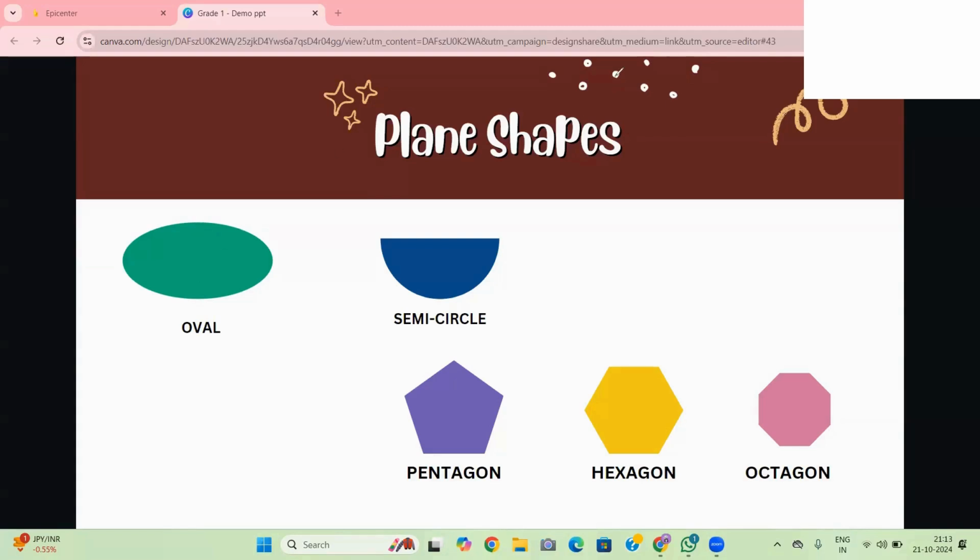Nice. Okay, let's go with semicircle. So what is a semicircle? Whenever you see a circle and you divide it into two parts like this, you make a semicircle. If you divide it, it's in between. Yeah. Okay, can we move on to pentagon?